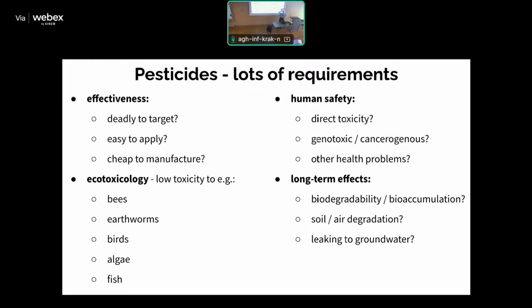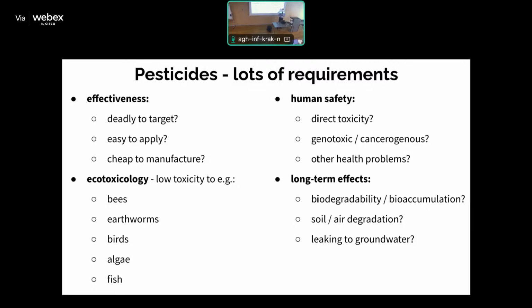We are one organism. But in ecotoxicology, you not only want effectiveness of the pesticide, you want your pesticide to be deadly. You want it to kill things. But at the same time, you want it to be safe to bees, to earthworms, to birds, to fish, to algae, to all the organisms that are relevant ecologically. So you want to kill one thing, but not kill a lot of different things. And those things are very, very different in terms of evolution, right? In terms of how they are built, what proteins they have in their own organisms. We also have human safety, long-term effects, a lot of concerns.